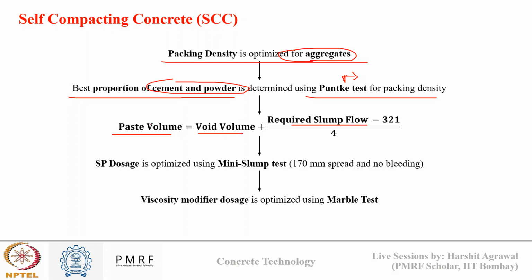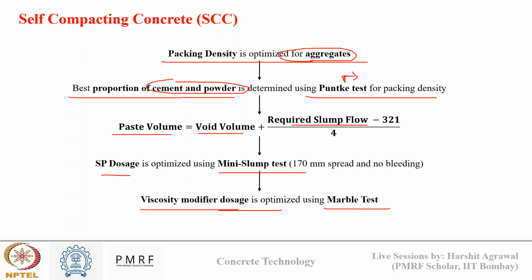Okay, once we calculate the paste volume, we decide the SP dosage, which is optimized using the mini slump test. Once we have optimized the SP dosage, we use the viscosity modifying admixture. That admixture dosage is again optimized using the marsh test. So it is a step by step process.